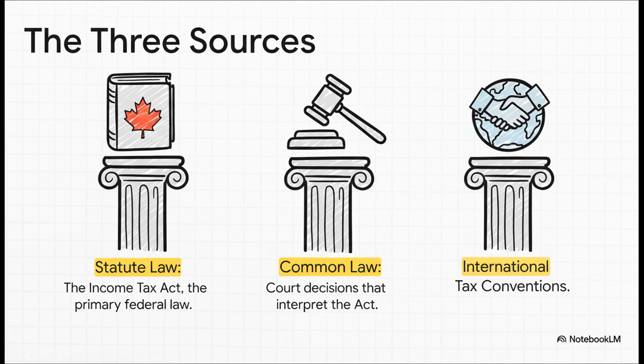And finally, our third pillar, international tax conventions. These are basically treaties with other countries, and they're super important because they stop people and companies from getting taxed twice on the same income, once here in Canada and once somewhere else.